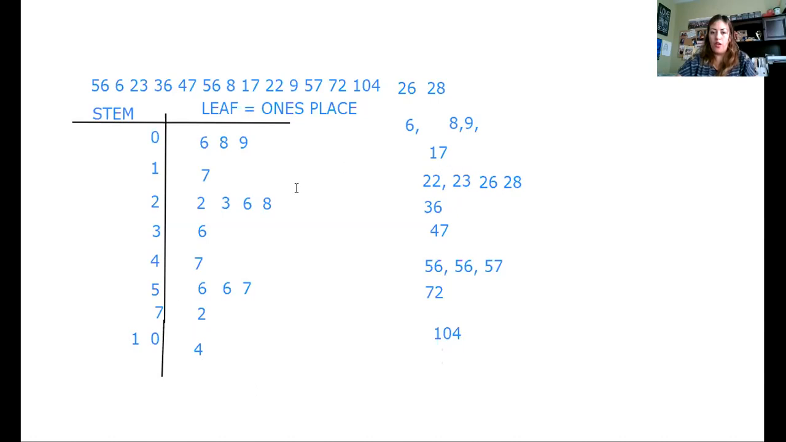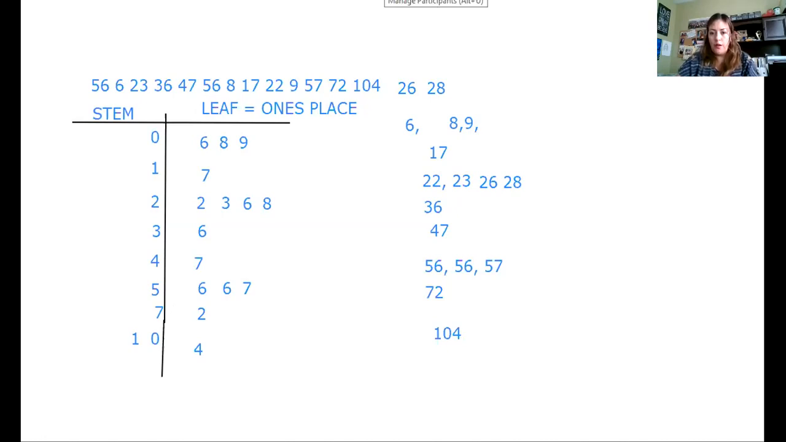Okay, so remember, when you have more than one number, especially if they're in the same category, like in this case, the 20s, you write them next to each other like this. And when you happen to have exactly the same number, like this 56 and another 56, you only have one 5 for the tens, and then you will have two 6s under the leaf for the ones place. Okay.